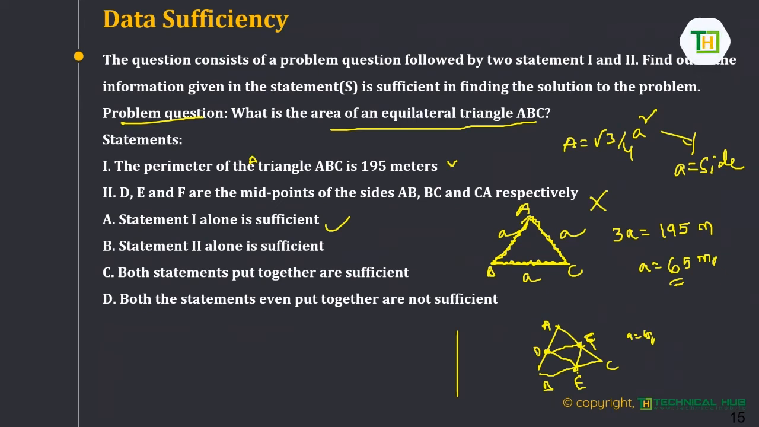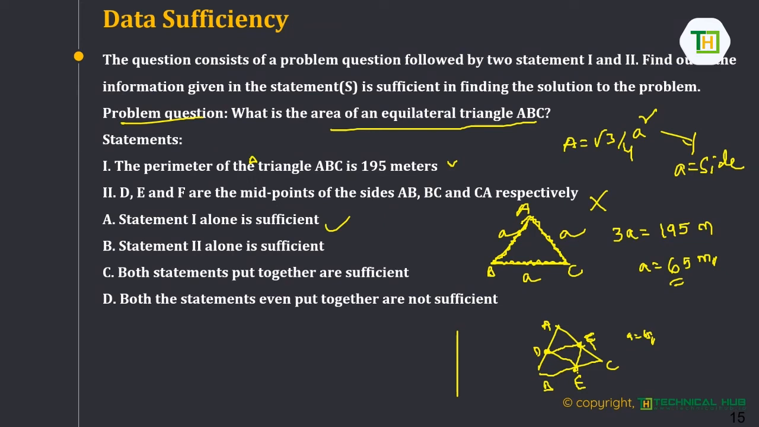That A value replaces into the area of the equilateral triangle. So the area of the equilateral triangle is root 3 by 4 A square. Substitute the A value, which is 65 meters, in the equilateral triangle formula. Then you can find the area, so statement 1 is sufficient to answer the problem question.